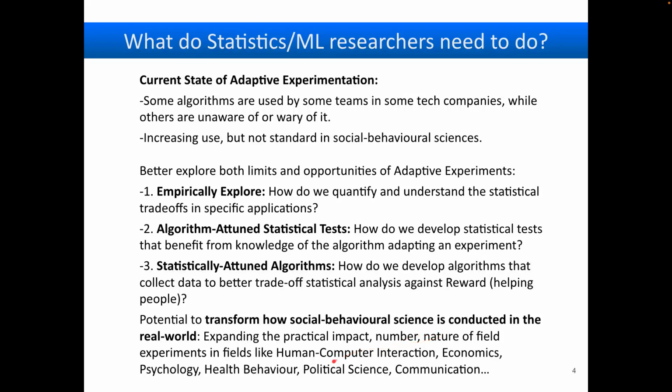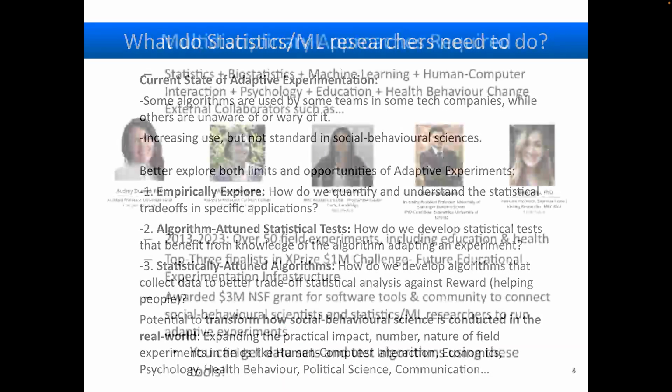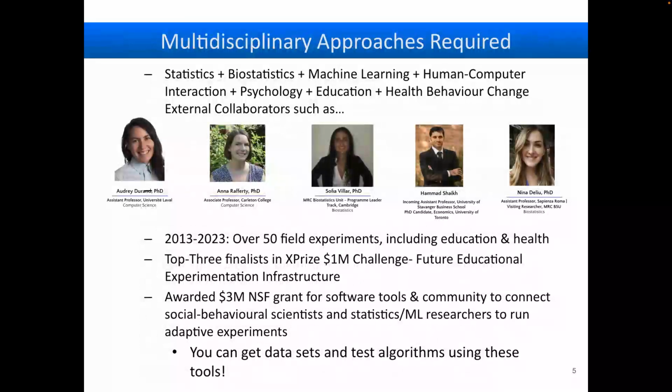Nature of field experiments in areas like human-computer interaction, which is designing software to help people, testing out websites, building ways to get people to change their health behavior through text messages or apps. Everything you touch today is software, right? Other areas like economics, psychology, health behavior, political science, communication. So is that clear how there's a lot of potential to transform? And many open questions.